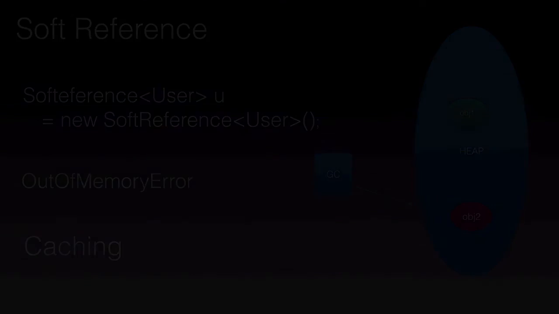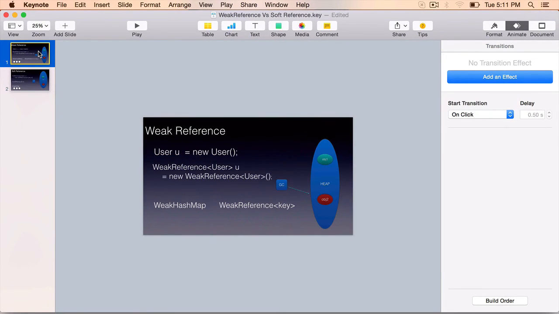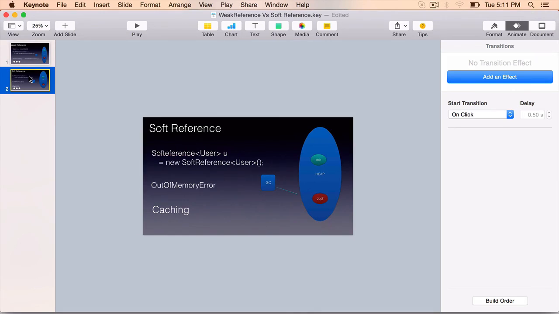So to summarize, a weak reference will be eagerly garbage collected, and soft references are lazily garbage collected under low memory situations.